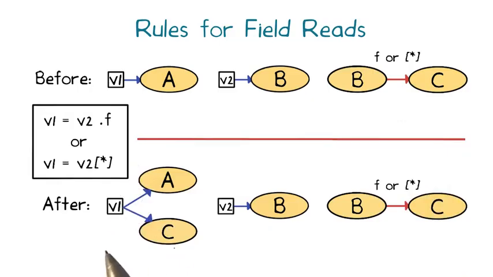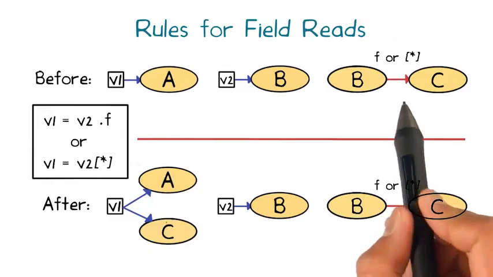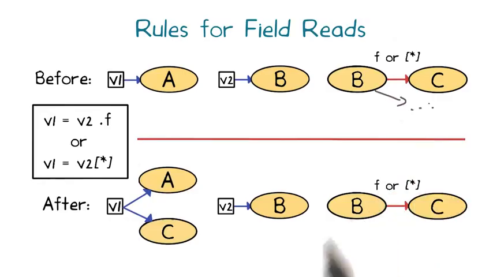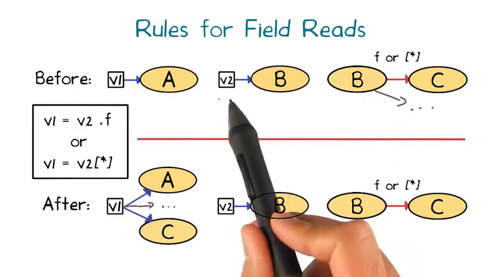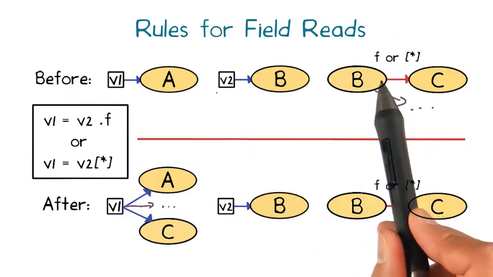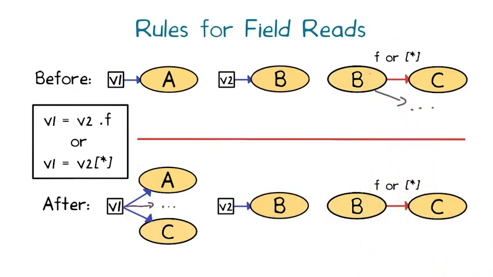If a node for V1 did not already exist, we would create such a node before adding the blue arrow. Note that object B may in fact be pointing to many other objects via arrows labeled by the field in question. In this case, we would need to add an arrow from V1 to each of these objects in order to reflect the fact that the field F, and therefore V1, may point to any of those objects. If there isn't already a variable node for V2 or an arrow from B to another node via F or asterisk, we skip the statement temporarily and try to handle it in the next iteration.